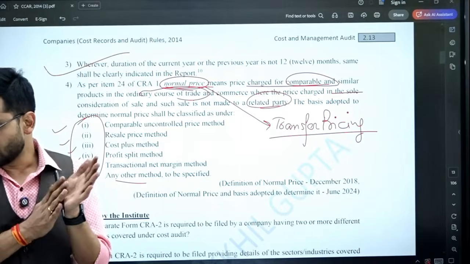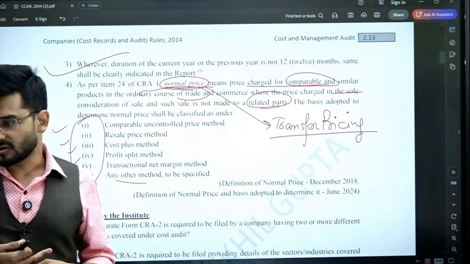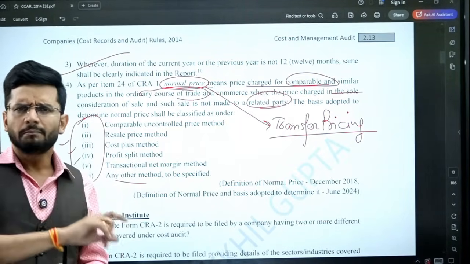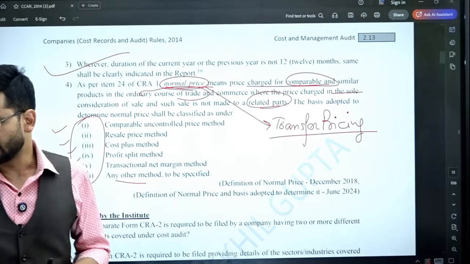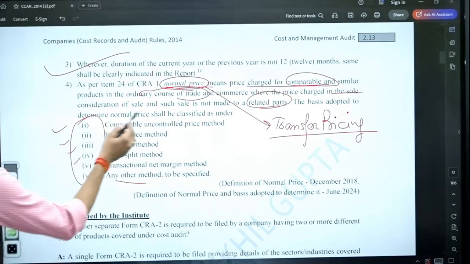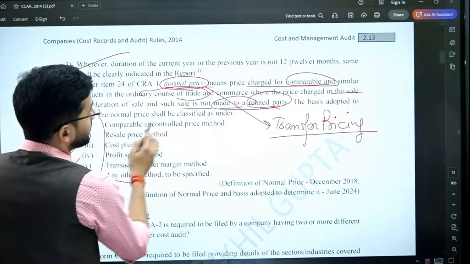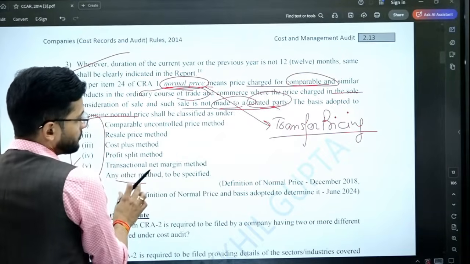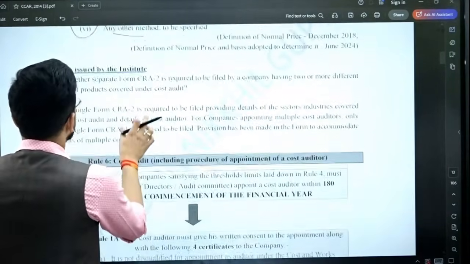Should we remember the para number also for CRA 3? Para number is not required. Only Part A, B, C; para number is not required. Consideration for sale is not made to a related party. The basis adopted may be any one of these. So this definition has been asked in the examination.